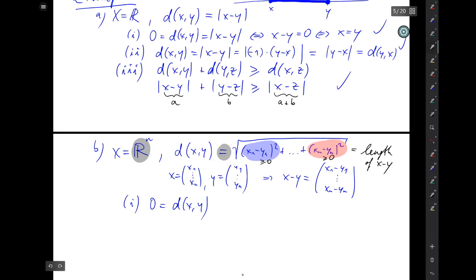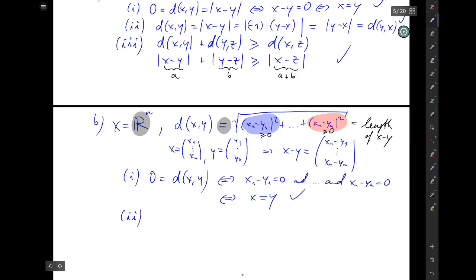So this is indeed the case if and only if x1 minus y1 is 0 and ... and xn minus yn is 0, or in other words, the vectors are the same, right? x and y are the same in the first component, in the second component, and so on, in all components. So again, we have checked property 1.